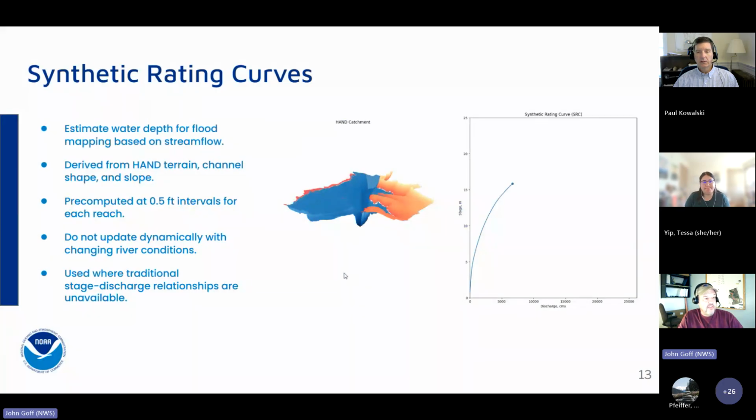So through this process, it develops synthetic rating curves. It's pre-computed at half-foot intervals for each reach. There's a couple things that you have to keep in mind, and there's going to be good and bad with this. So it doesn't update dynamically with changing river conditions. So you get a big July 23, July 24 flood that blows out the river channel and changes the geomorphology, until you get a new LiDAR data set from USGS or some other contractor, you can't update these. It's what you have. But that's how you do it.